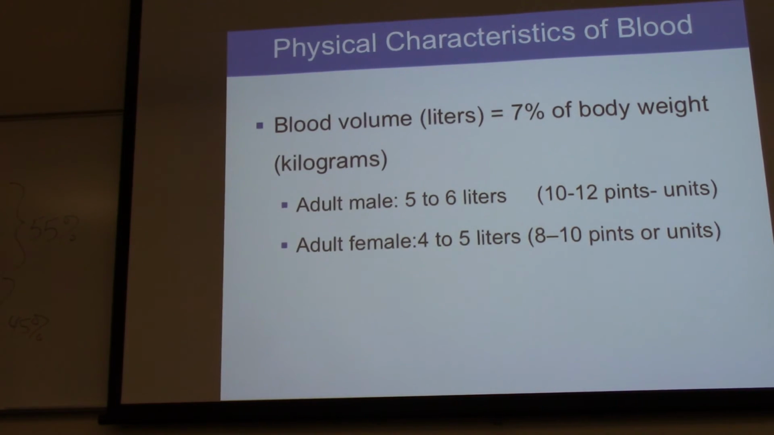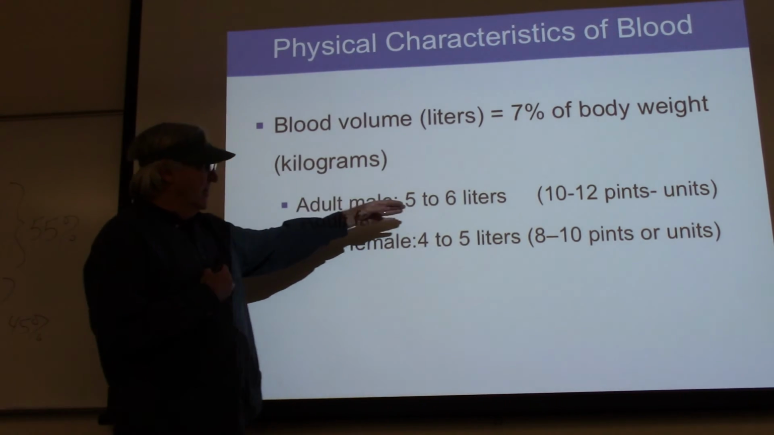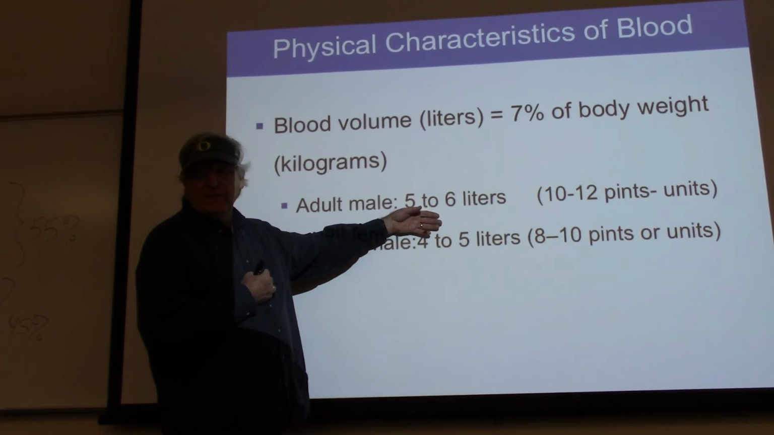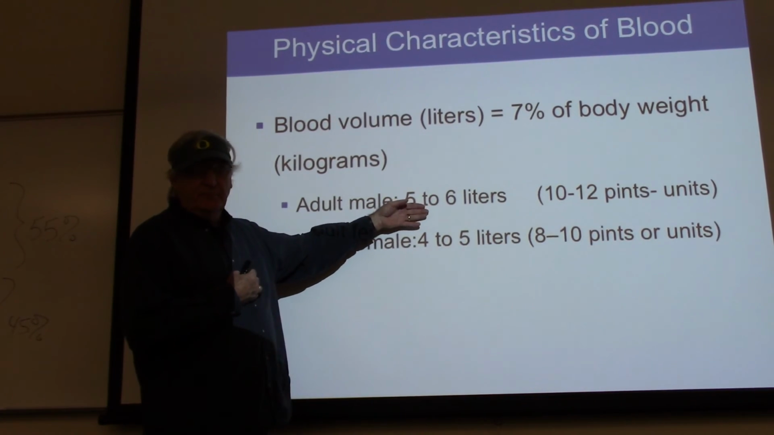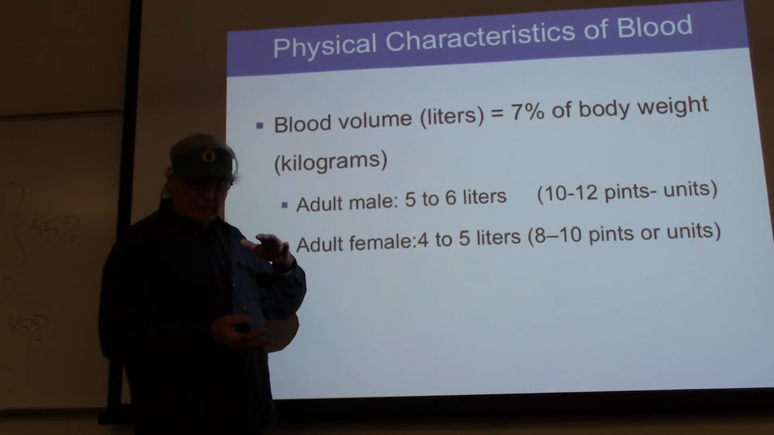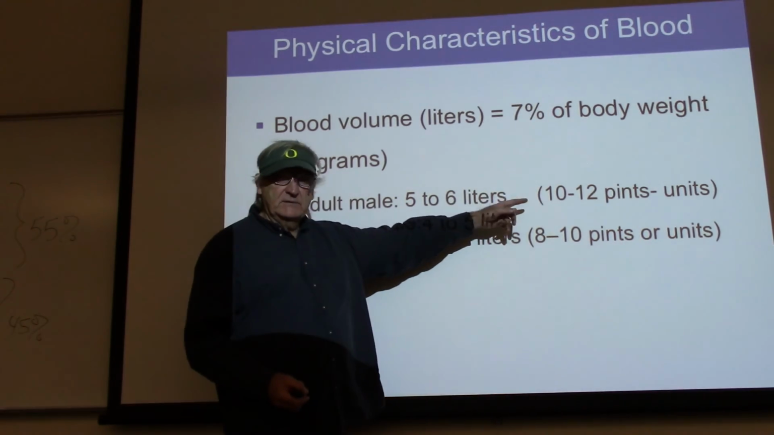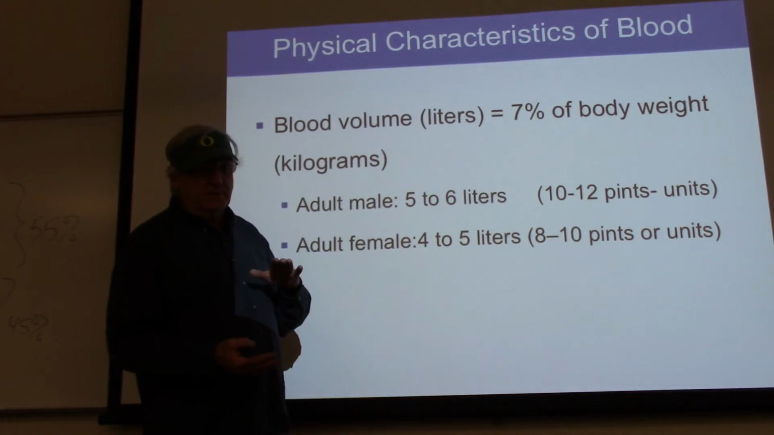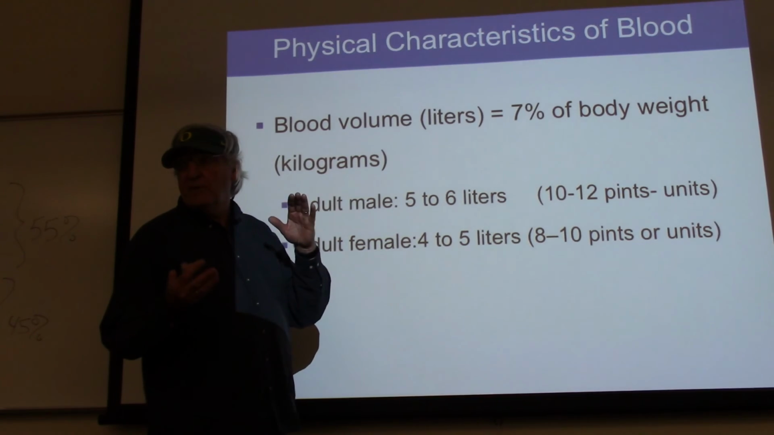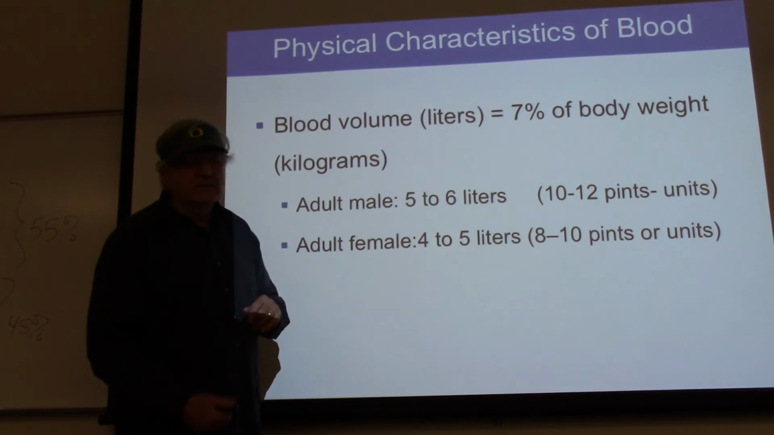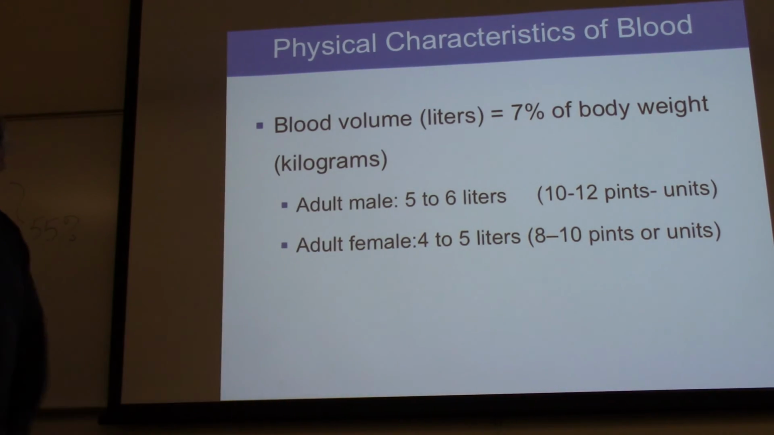And about 7% of our body is blood. So for an adult male like me, I probably have 5 to 6 liters of blood, 5 to 6 quarts of blood, which means I have 10 to 12 pints of blood. When we give blood, we give it by the pint. Okay? So a unit of blood is about a pint, which is about half a liter.